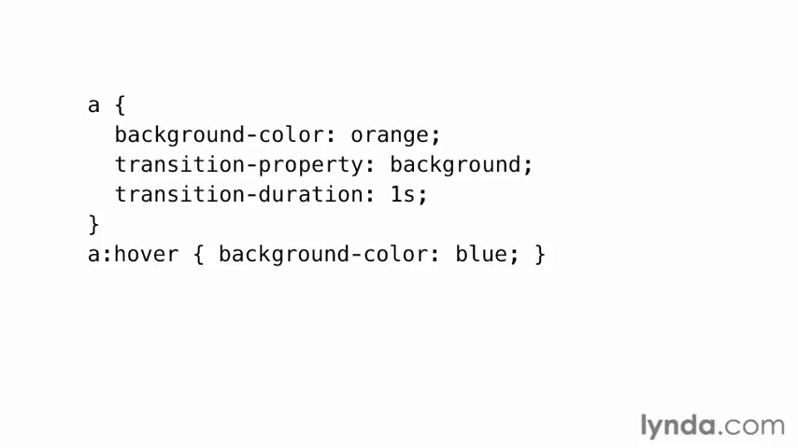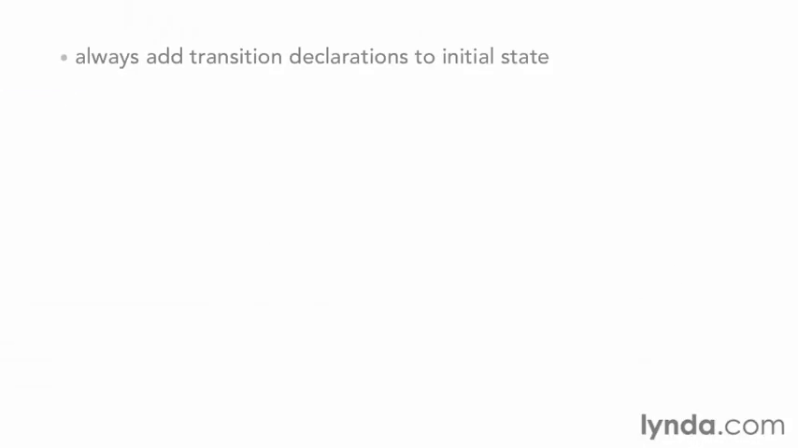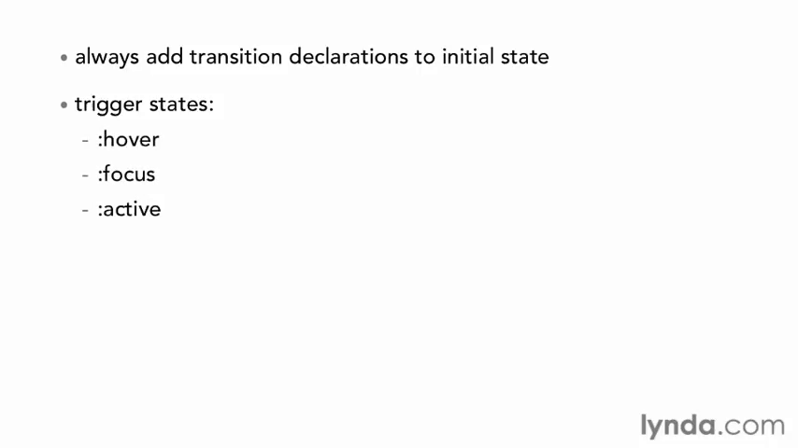And that's all you need to create a simple transition, which, as you can see in this demo, is much more graceful than the plain link hover. The key rule to remember is that transition declarations are always applied to the initial state. This allows you to work with any other triggering states, like focus or active. There are several other states you can apply, including a couple for form elements.